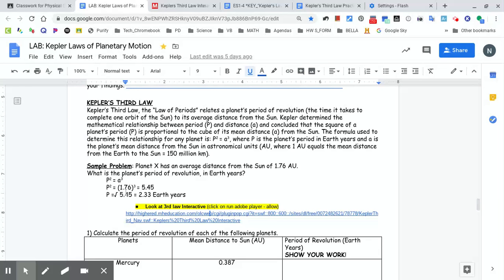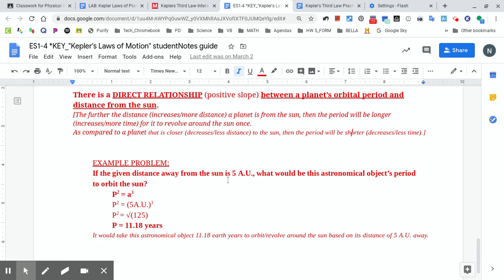Now, on these, I would have AU in our parentheses, and I'll show that on the assignment page in a second. So we take that and cube it, which means 1.76 times 1.76 times 1.76. If you don't have a calculator that can cube something, you can always do that. And then you just have to get rid of something that's squared. The opposite of squaring something is square rooting it. So you square root that 5.45 AU, and you get 2.33 Earth years for this planet. It takes them that long. If they're 1.76 AU away, it's going to take 2.33 Earth years to revolve around the sun.